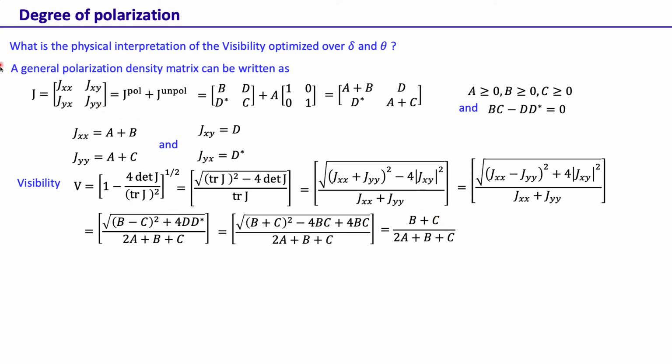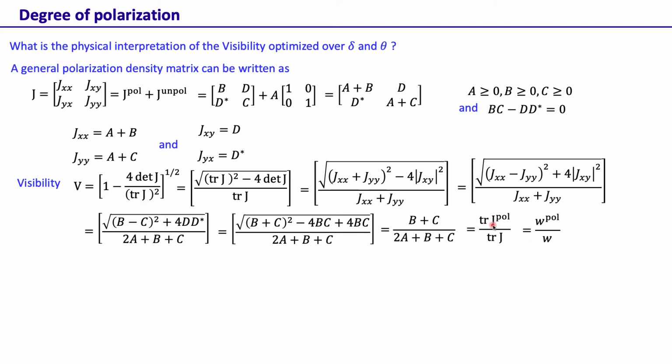This is with the understanding that we have written our j like this, a plus b, a plus c, dd star. Now what is b plus c? B plus c is the trace of this polarization matrix. If we take the incoming field as having two parts, one completely polarized, one completely unpolarized, then this is the trace of the polarized part, and 2a plus b plus c is the trace of this whole j. So visibility is the trace of the polarized part divided by the trace of the whole density matrix.